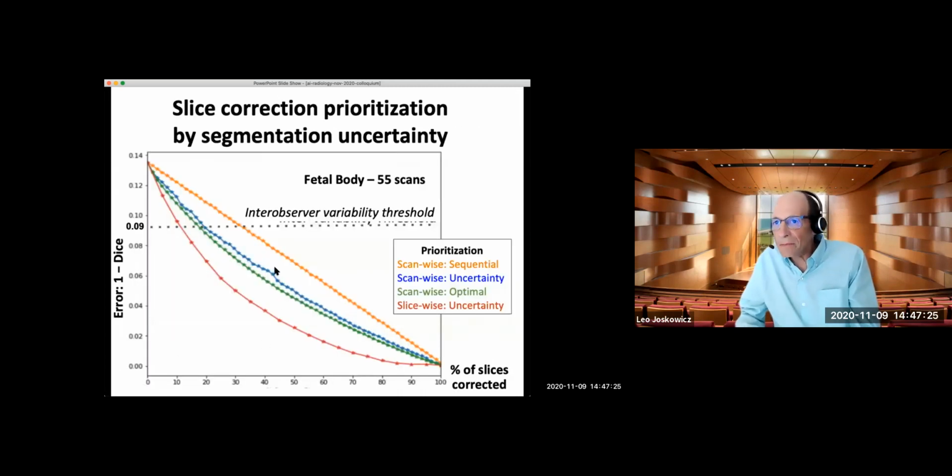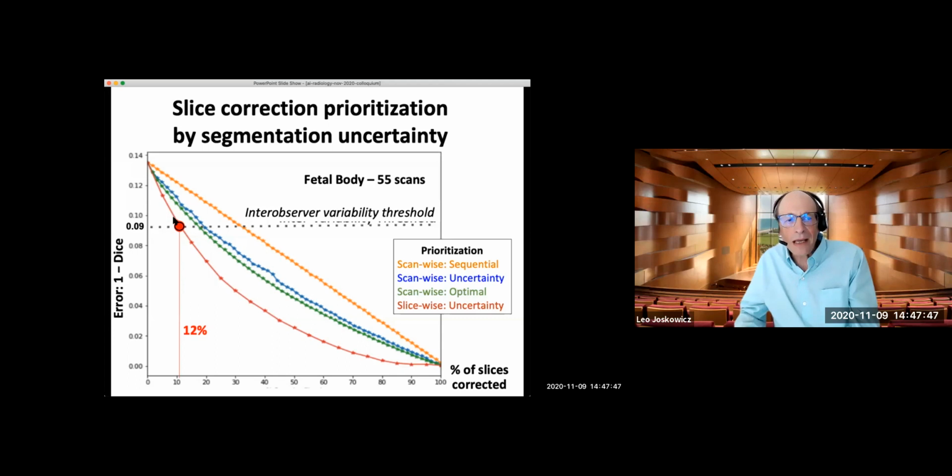Now, how do you do the prioritization? So the idea is the following. Let's say that we take the scans and you basically randomly take the 55 scans and you want to validate them and you want to correct the errors. Okay, and so the orange line is the sequential or the random order.